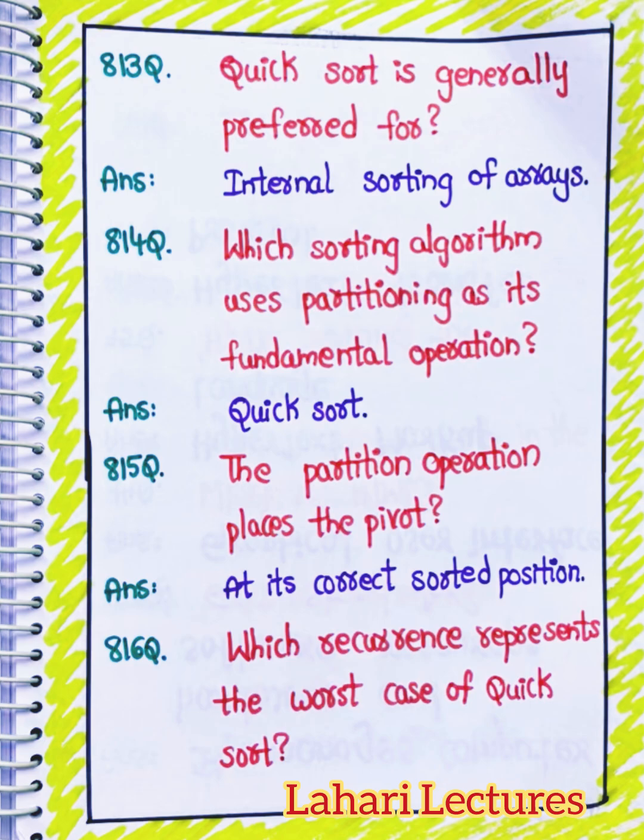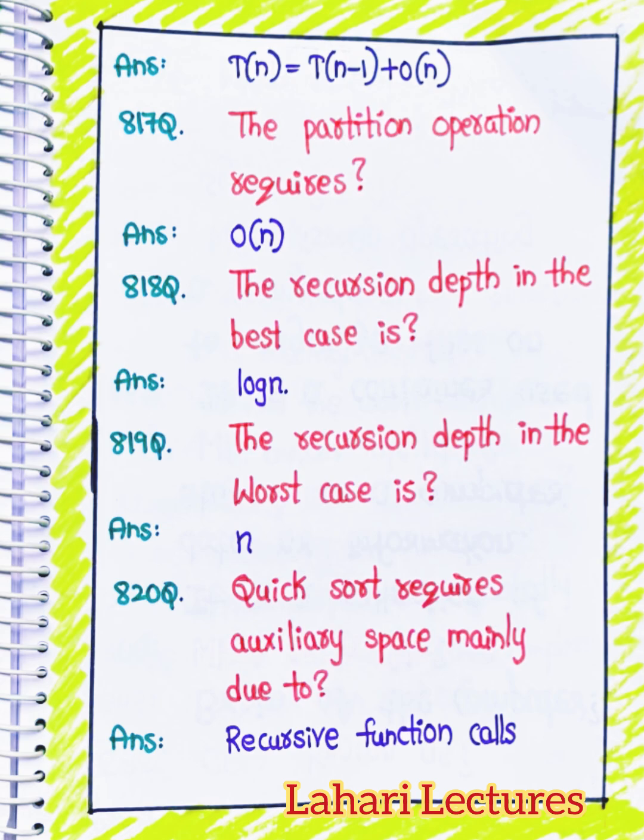Which sorting algorithm uses partitioning as its fundamental operation? Quicksort. The partition operation places the pivot at its correct sorted position. Which recurrence represents the worst case of quicksort? T(n) = T(n-1) + O(n). The partition operation requires O(n).